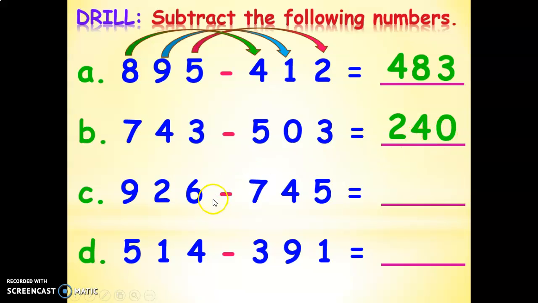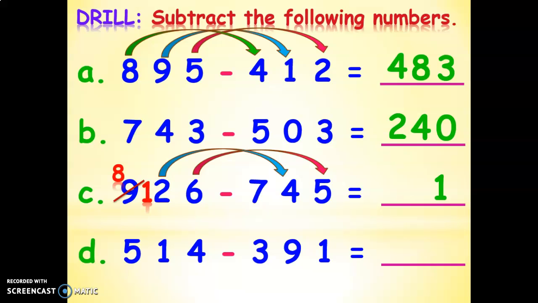Now let's go on with letter C. Starting from ones place, 6 minus 5 equals 1. For tens place, 2 minus 4, but 2 is less than 4. So what we will do is to borrow from 9. 9 becomes 8 and 2 becomes 12. 12 minus 4 is 8. And 8 minus 7 equals 1. The answer for letter C is 181. Now how about for letter D?